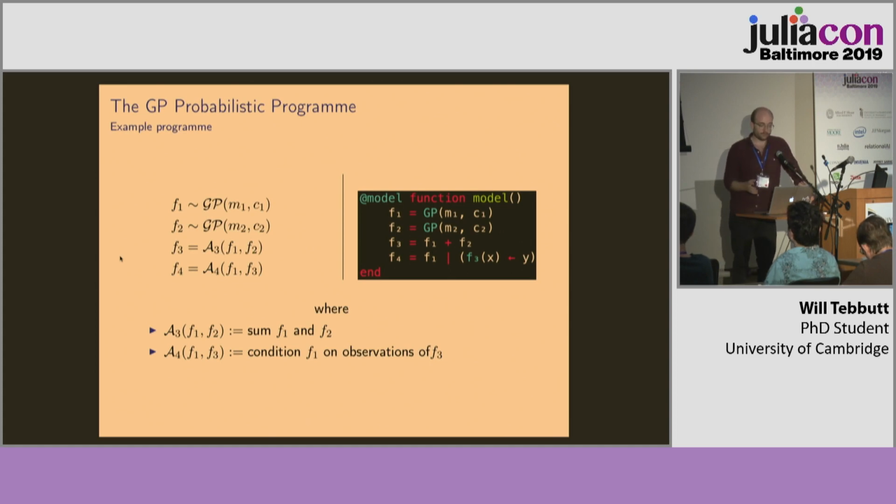So an example program, with the maths on the left and the code on the right. Here we've got two atomic GPs, F1 and F2, where I've specified the mean and covariance. And F3 here is some affine transform A3 of F1 and F2, which here is just add them together. And F4 is another affine transform, it could be anything, but I've said it's going to be the conditioning affine transform. So F4 is the posterior distribution of F1, given that I made some observations of F3.